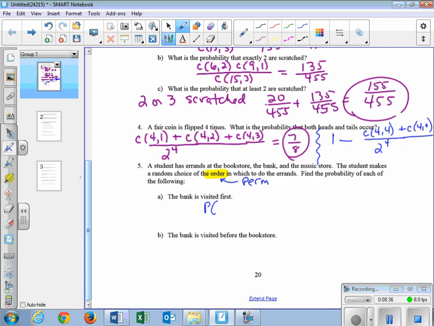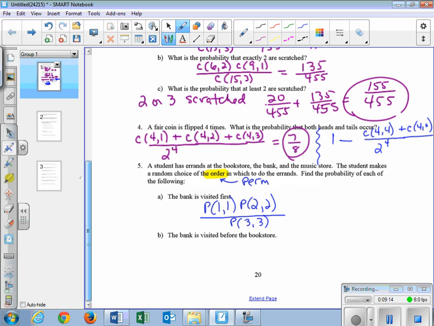If the bank goes first, that's one possibility. I have to pick it. And then I've got the other errands to do. Of the 2, I'm going to order those. So these are permutations, divided by permutation of 3 of them, because I'm going to order them all together. One more time, the bank has to be visited first, so for that one visit I only have one choice, permutation 1, choose 1. And then of the other 2, it's permutation 2, choose 2, because I have to order those 2, divided by my sample space, permutation 3, choose 3.